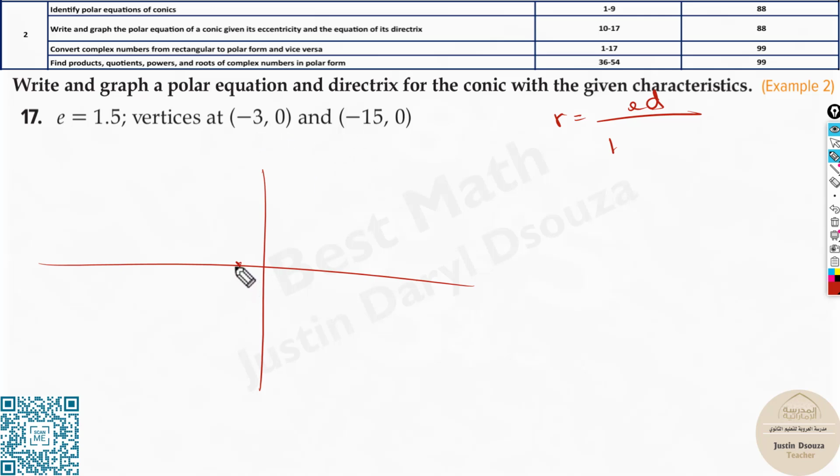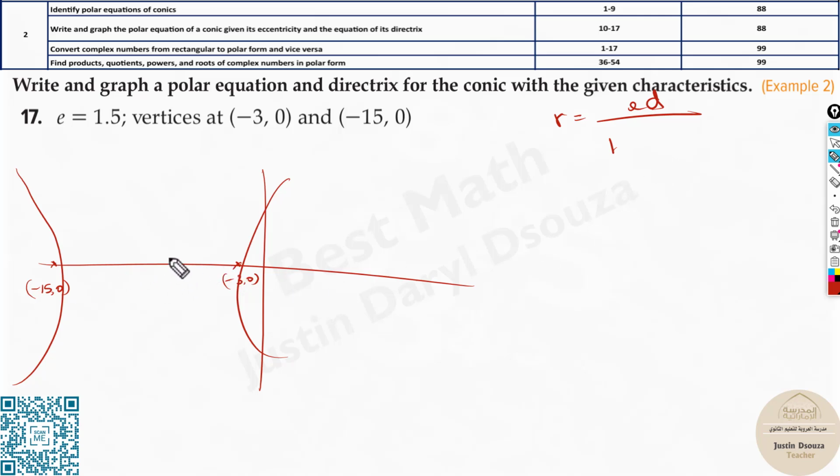It's minus 3, somewhere over here, minus 3 comma 0. And here we have minus 15 comma 0. See, for these types of problems, you will have easy points to analyze. It'll be either 0, 0 or up and down, so it's easy to analyze. And we know it's like this. These are the vertices. That means we will have one graph like that, and over here it should touch the vertex points.